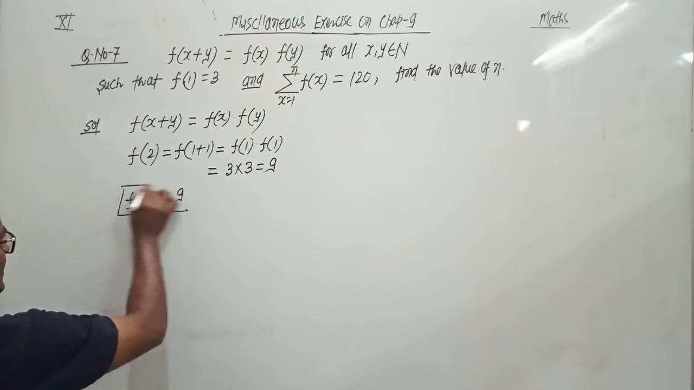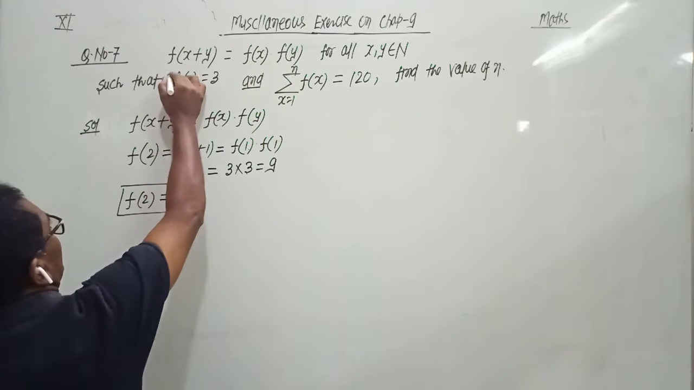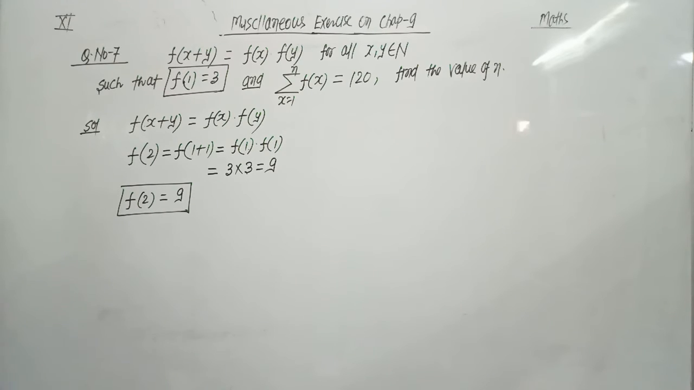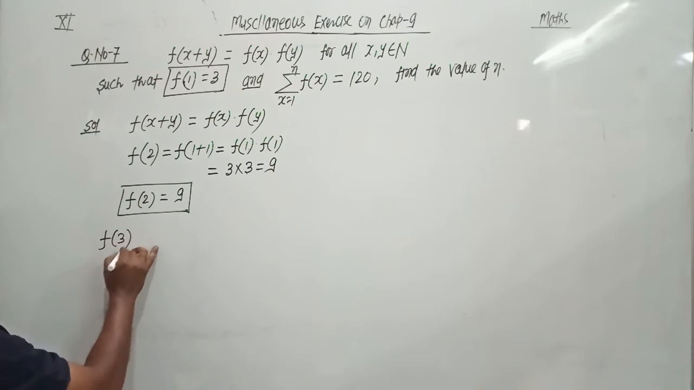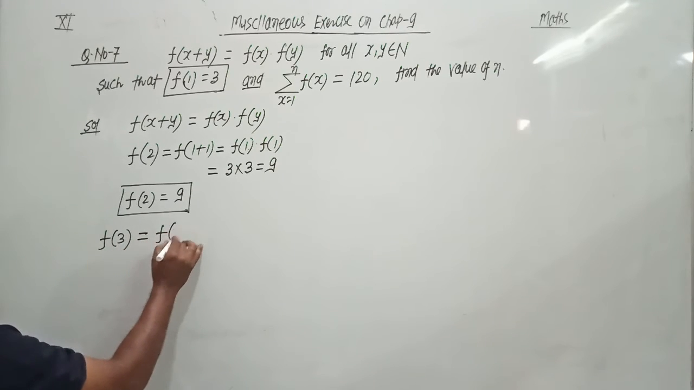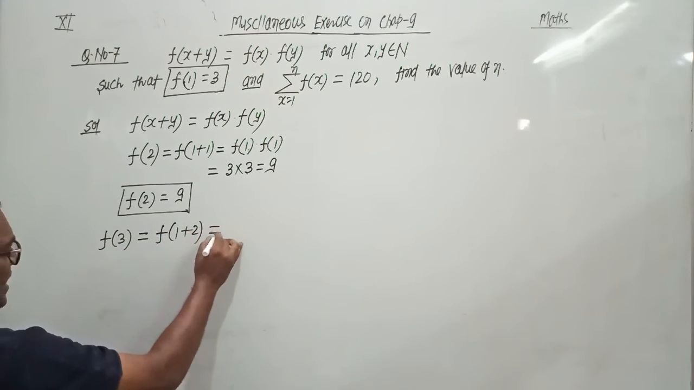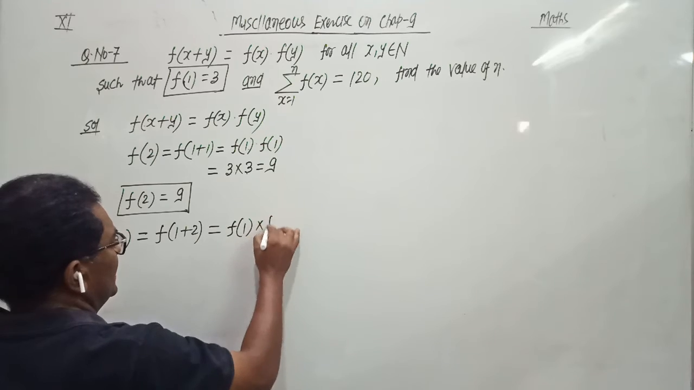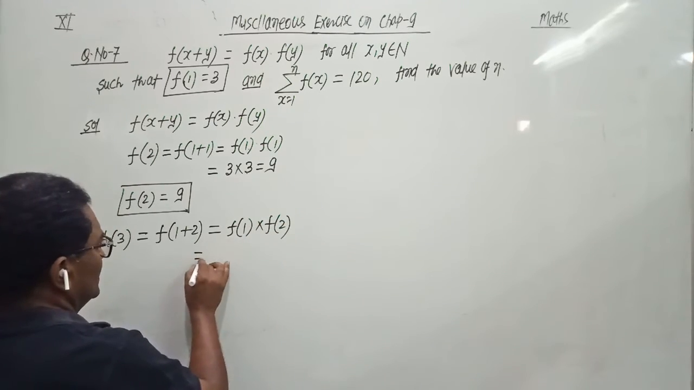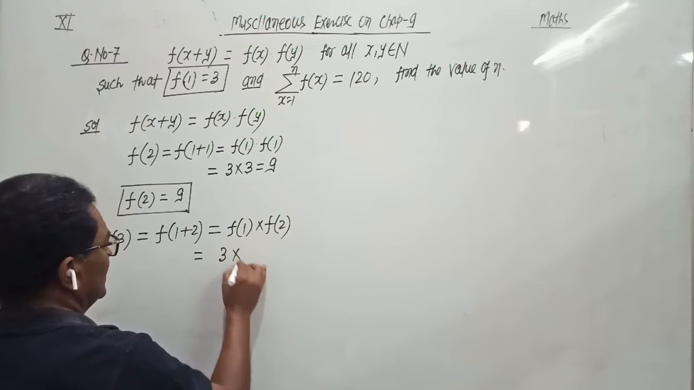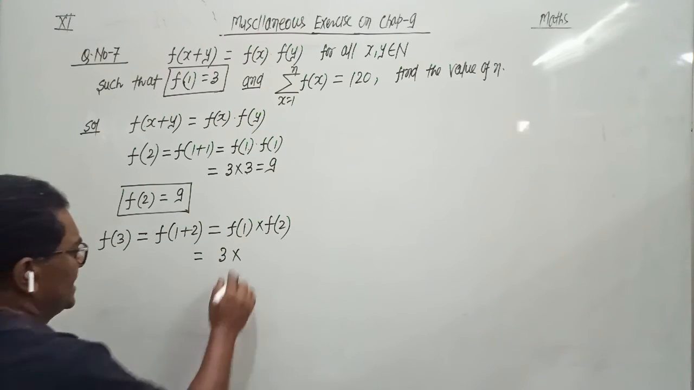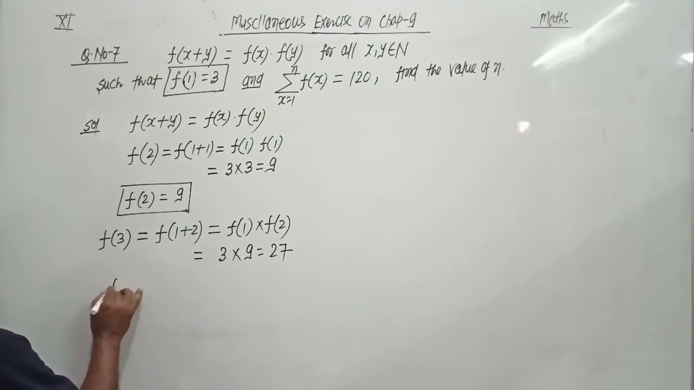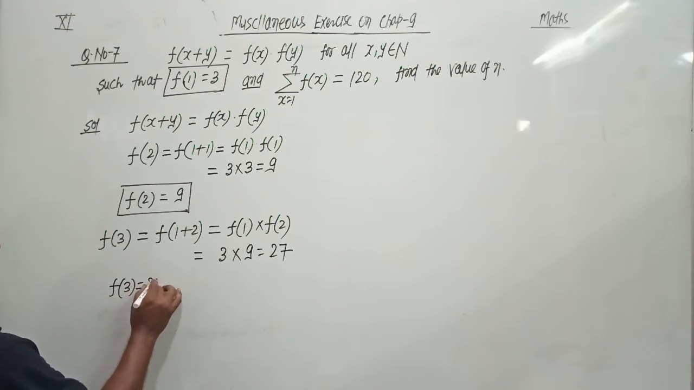And the value of f of 1 was already given as 3. Then we calculate the value of f of 3. So f of 3 can be written as f of 1 plus 2, and f of 1 plus 2 is given by f of 1 into f of 2. The value of f of 1 is 3, the value of f of 2 we have calculated as 9. So we get 3 into 9 equals 27. So the value of f of 3 is 27.